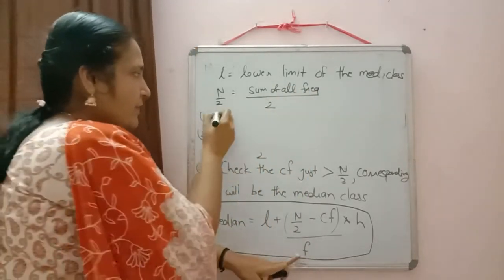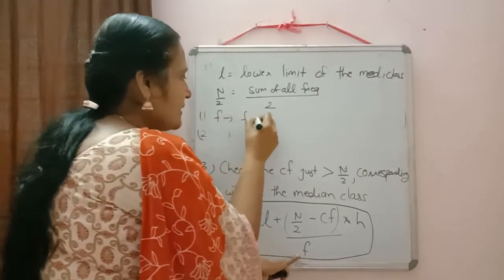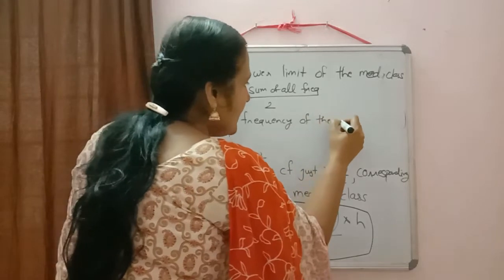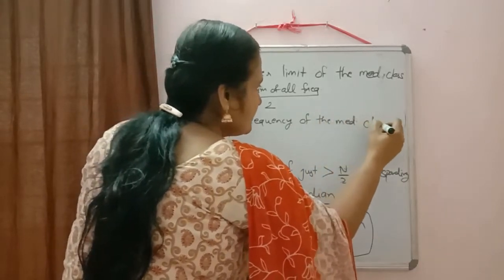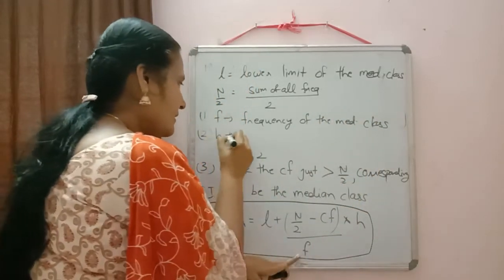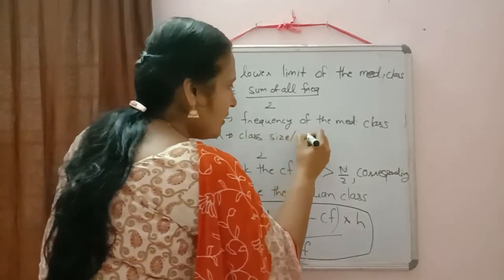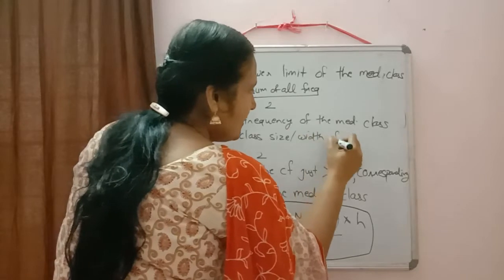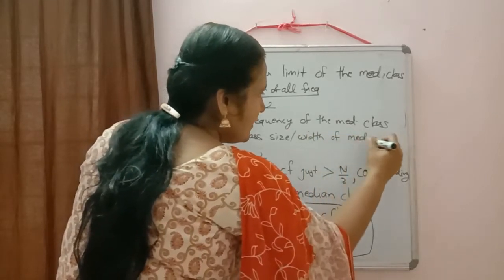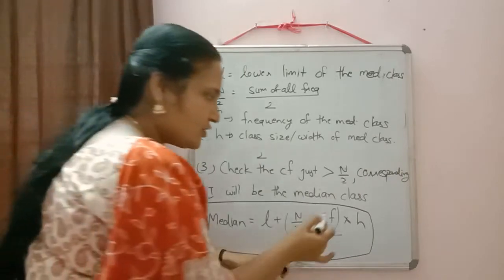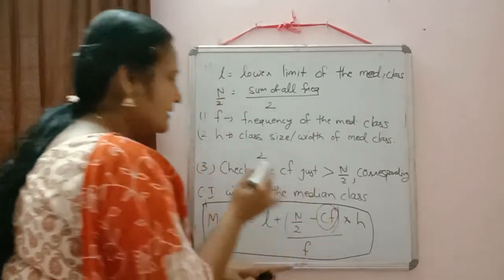Then f, frequency of the median class. H, class size or width of the median class. Now here the thing which you have to remember is CF.